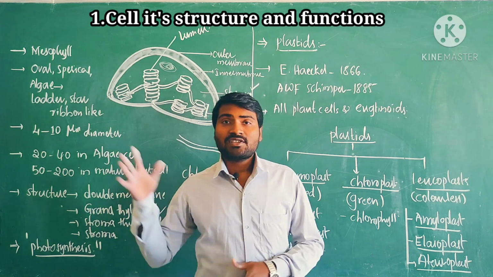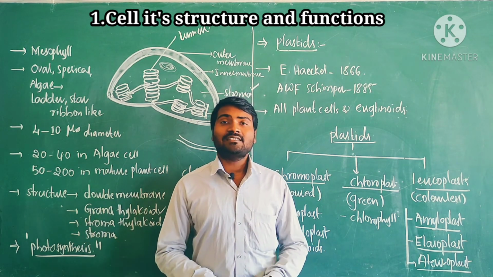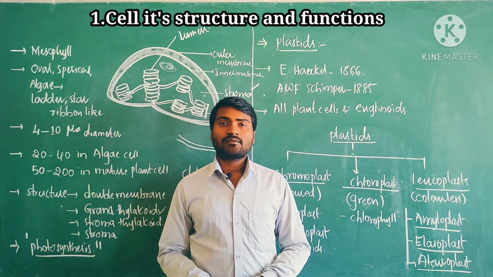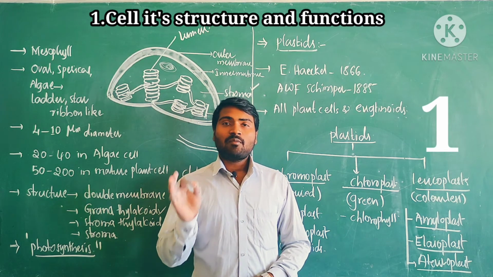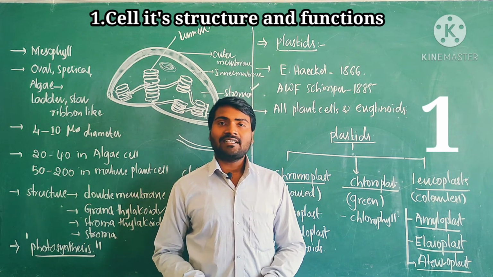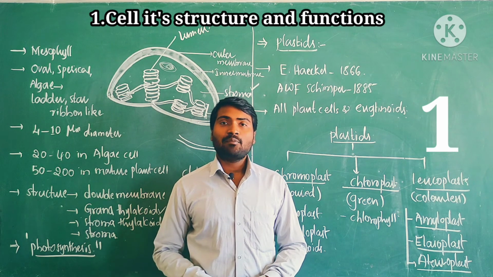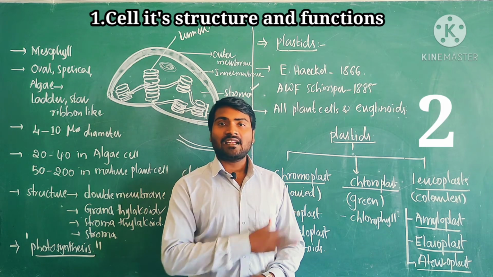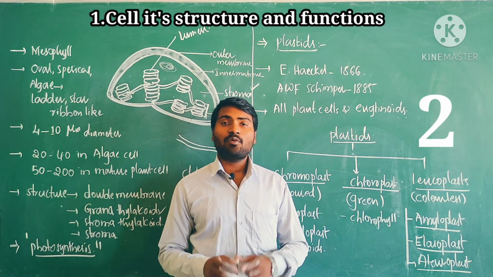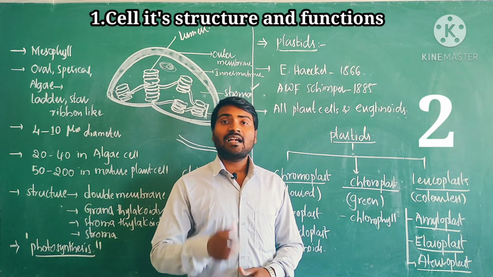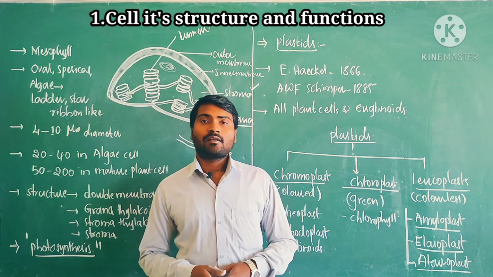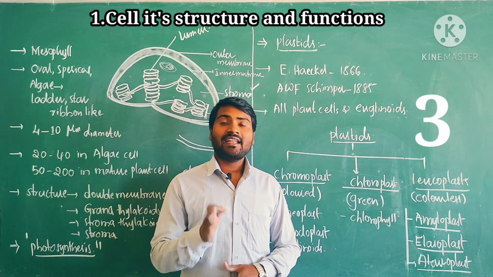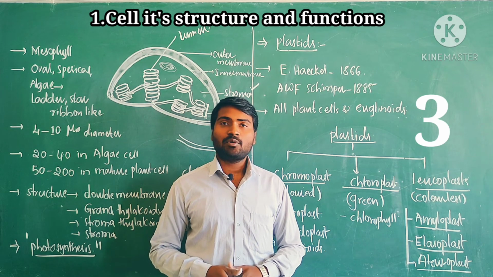So this is about the structure, discovery and functions of the chloroplast. Here are 5 important points from both topics. Point number 1: which cell organelle is also known as the protein factory? The answer is ribosomes. Point number 2: which cell organelle is membraneless? That is the ribosome. Ribosomes do not have any membrane, so they are called membraneless cell organelles. Point number 3: who discovered ribosomes? George Palade, in the year 1953, discovered the ribosomes.